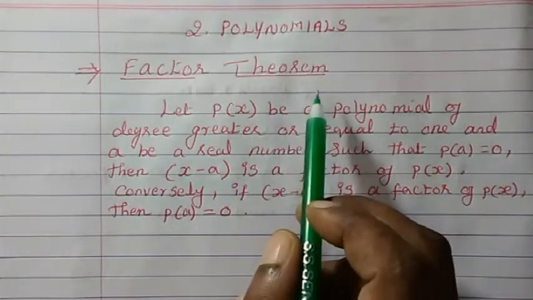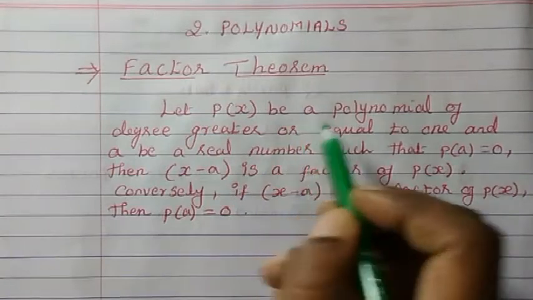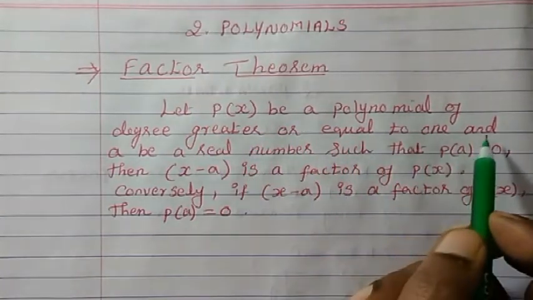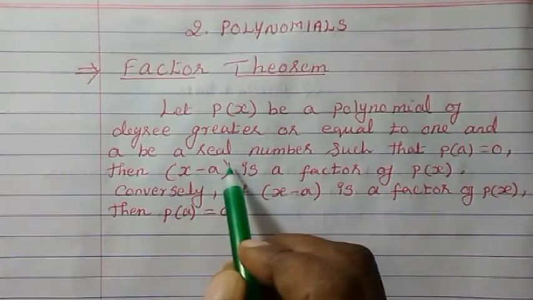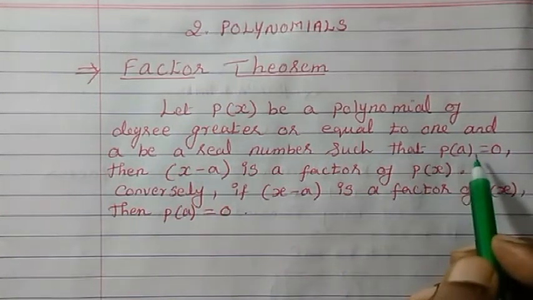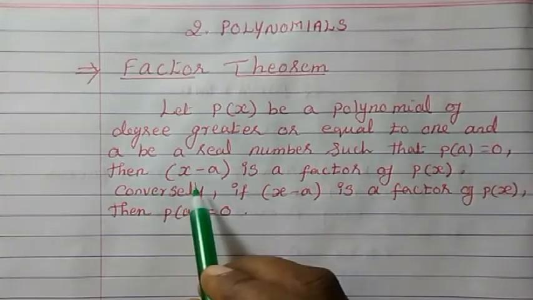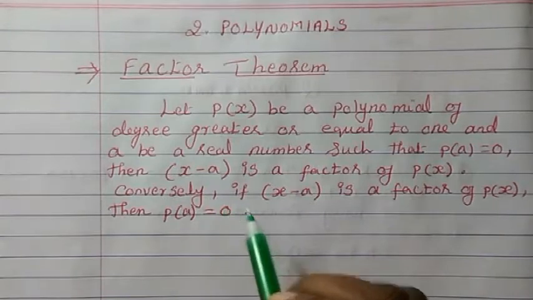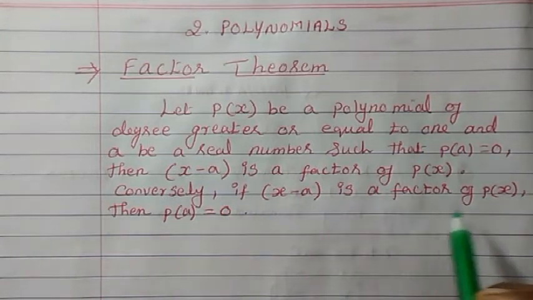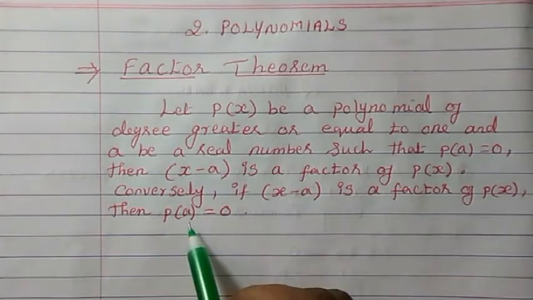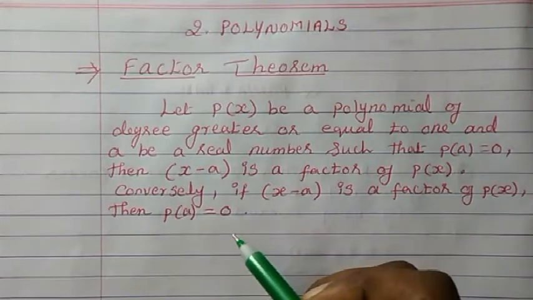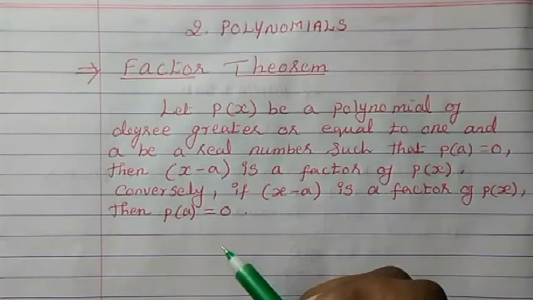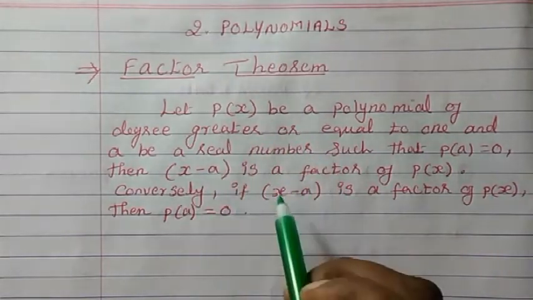So factor theorem says, let p of x be a polynomial of degree greater or equal to 1 and a be a real number such that p of a is equal to 0. Then x minus a is a factor of p of x. Conversely, if x minus a is a factor of p of x, then p of a is equal to 0. Now, I'm sure you must be confused, so don't worry, I'll make it easy for you.